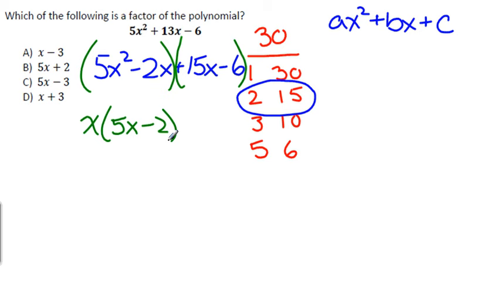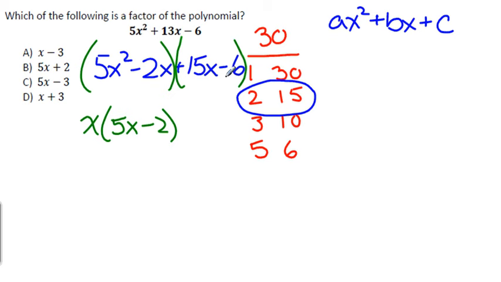So I'm left with 5x minus 2. Oh, and by the way, it doesn't matter the order in which you place your negative 2x and your positive 15x, meaning you could have written positive 15x first and then the negative 2x. You should get the same answer at the end. Again, you could have written 5x squared plus 15x minus 2x minus 6. You should get the same exact answer. The order of them doesn't matter.